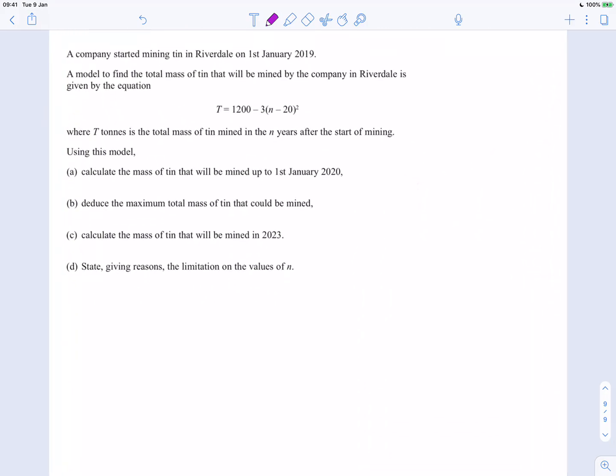It's the last one. So pause the video, give it a go yourself if you want to have a go. Okay, a company started mining tin in Riverdale on the 1st of January 2019. A model to find the total mass of tin mined by the company in Riverdale is given by that equation, where T tons is the total mass of tin mined in the n years after the start of mining.